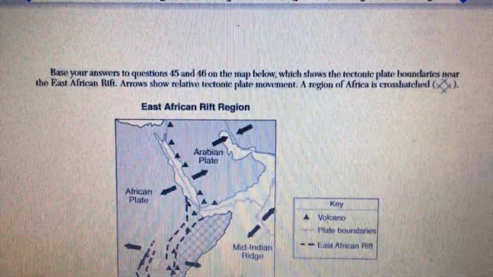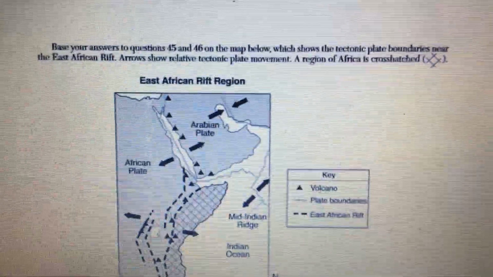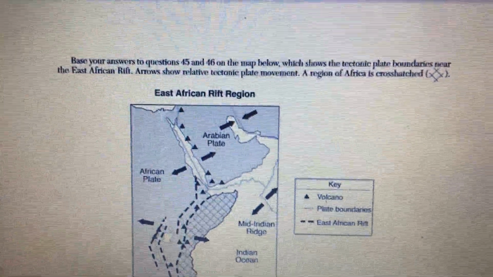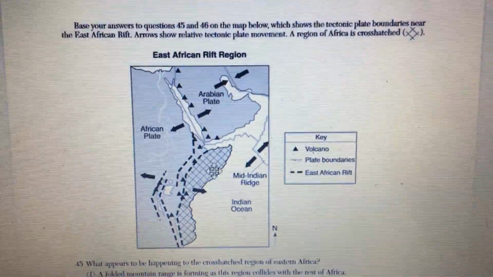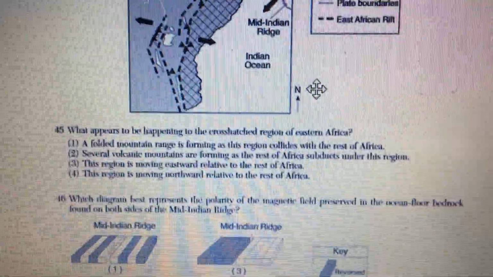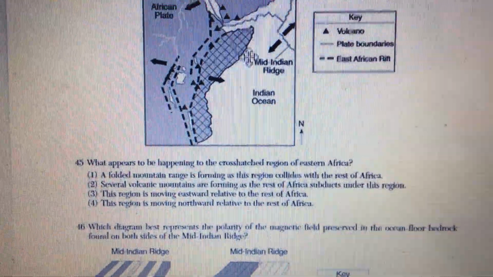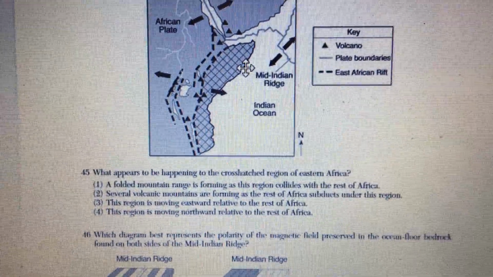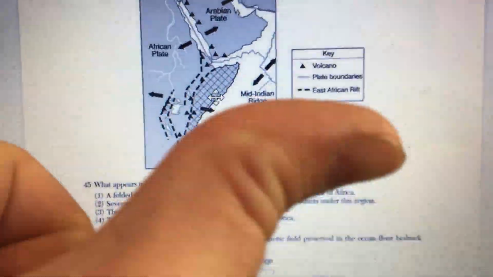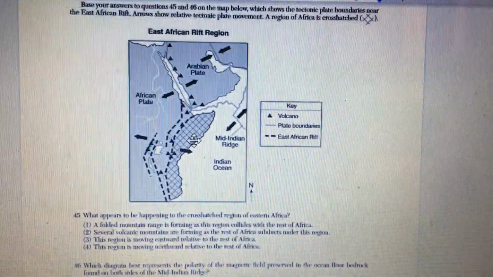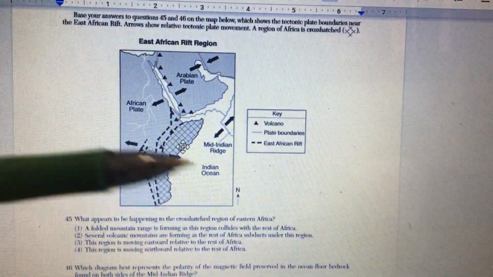So if you did all your Google Earth work the other day, or you watched the videos of me playing with Google Earth, here is the East African Rift Valley and some spreading through the Red Sea here. And let's see what they ask. What appears to be happening to the cross-hatched region of Eastern Africa? This section over here is headed that way. That was my thumb. I'll do it with a pen. It's heading that way. So what do we got?